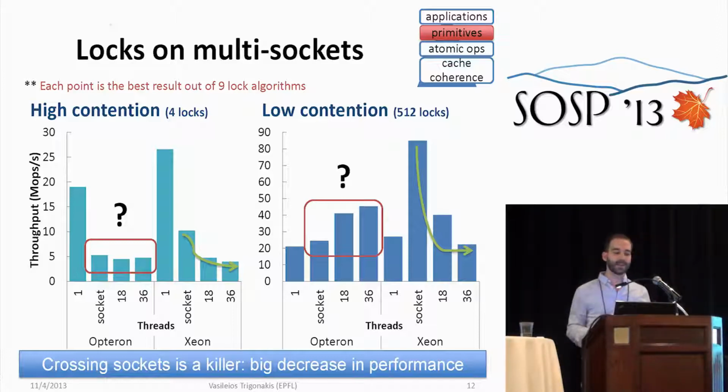So, of course, this suggests that crossing sockets is a killer for the scalability of synchronization. However, if we look at the results of the Opteron, they do not follow the exact same trends when it comes to crossing sockets as the results on the Xeon. And I will explain the reason behind this in a few slides.